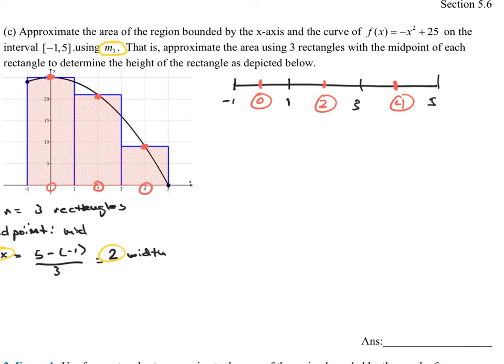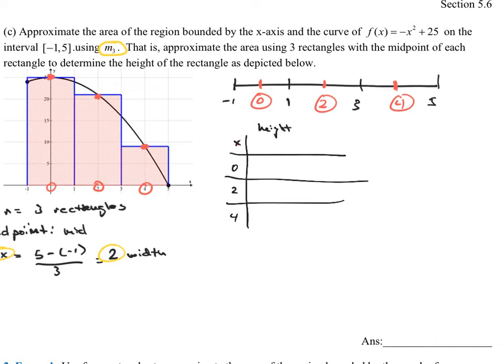So what do we do? Well, we have to take the x values that we're going to be plugging in. And the x values that we wanted to plug in were 0, 2, and 4. We need to think about the height, and we need to think about the width of each one of these. Well, we know the width of every single one of these is 2. That's my delta x. Okay, that's delta x. That's my width.